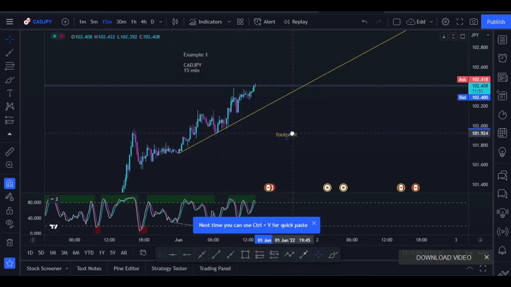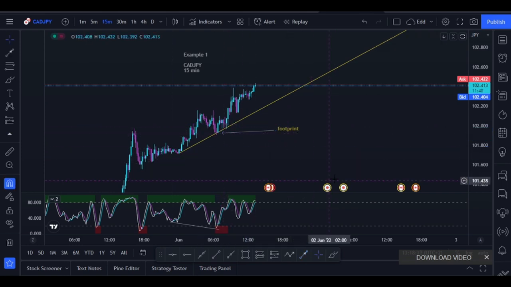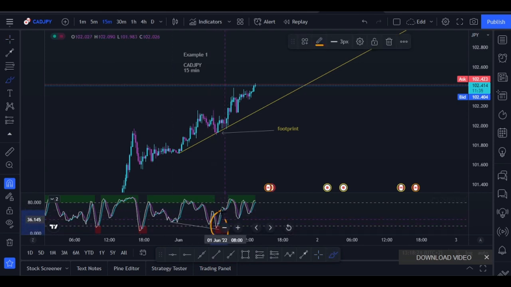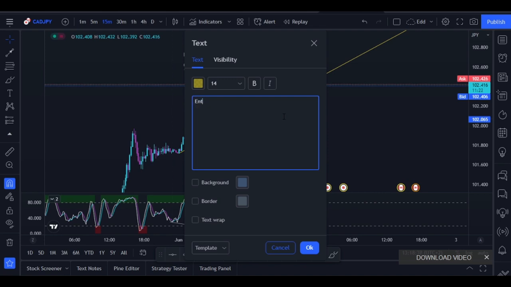Then let's move this over here and draw an arrow to there. Now let's highlight the entry point: on the stochastic it would be there, and the entry point on the chart would be there. That's where you would enter, and your stops would be just below the footprint line. Just keep trailing your stops according to that line, because the market is not supposed to break that line.